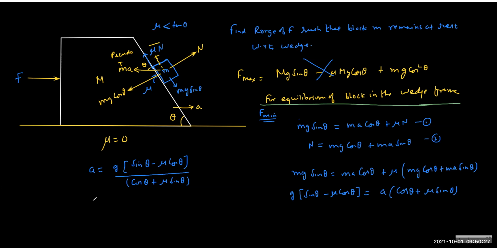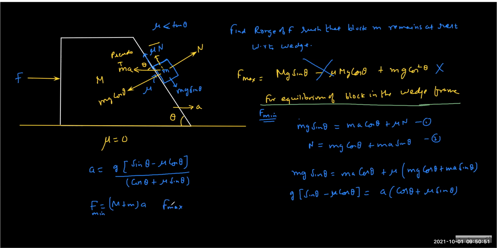And now because the system as a whole is moving together, I can write F equals M plus m into a. You just need to multiply by M plus m because as a whole we are moving together. So F is moving both systems together, so the F minimum is M plus m into a. That's why I said this is wrong and definitely wrong.